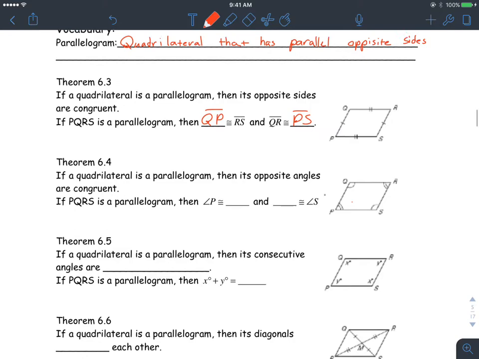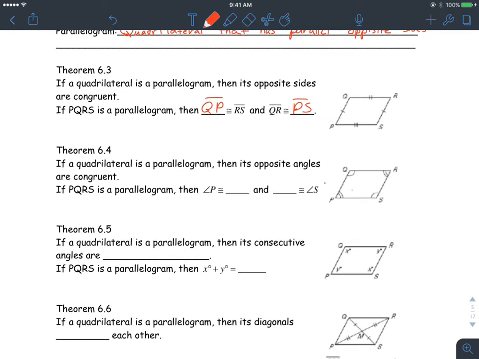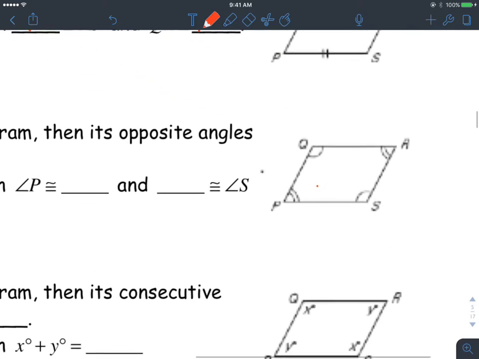Okay, another thing, if a quadrilateral is a parallelogram, then the opposite angles are going to be congruent, and these are the angles across from one another there. So if you have angle P, that should be congruent to angle R. And then if you have angle S, that should be congruent to angle Q.